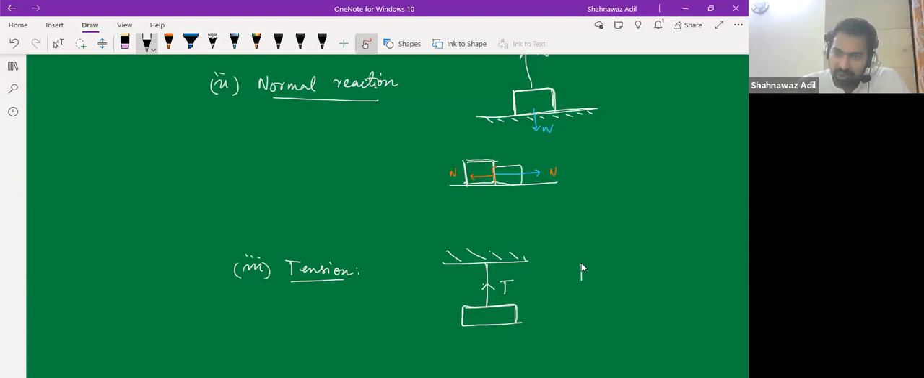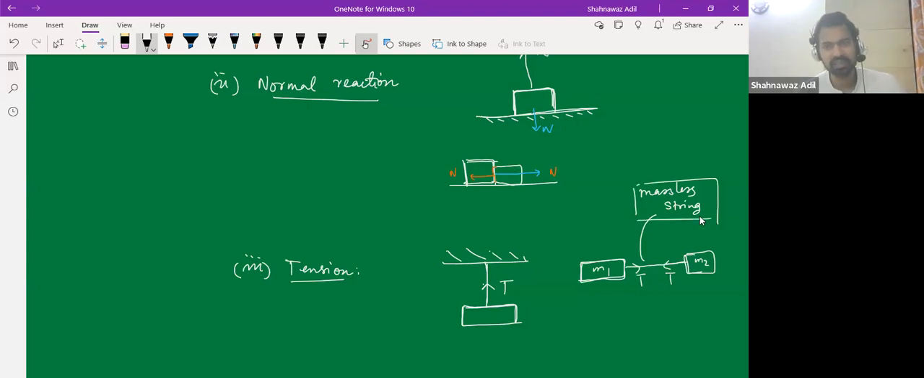Let's say we have two objects tied with a massless string. Let's say this is M1 and this is M2. This block will experience tension opposite to its direction, and the other block will experience tension in this direction. Clear? Both tensions are equal because we have a massless string; otherwise, they would have been different. So these are the forces that we learned in the previous class, right?